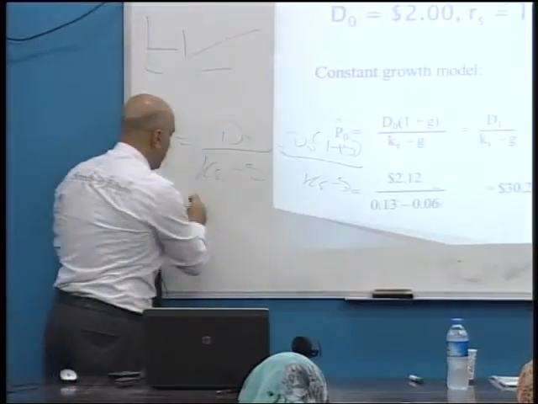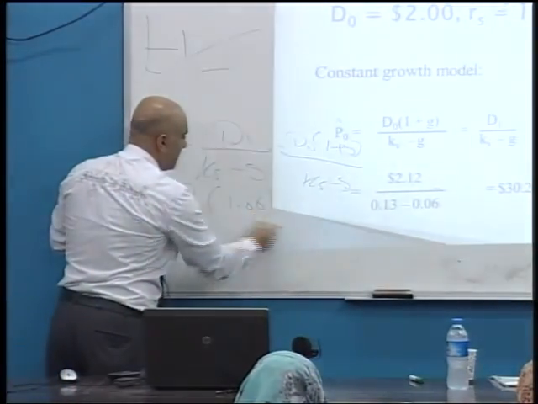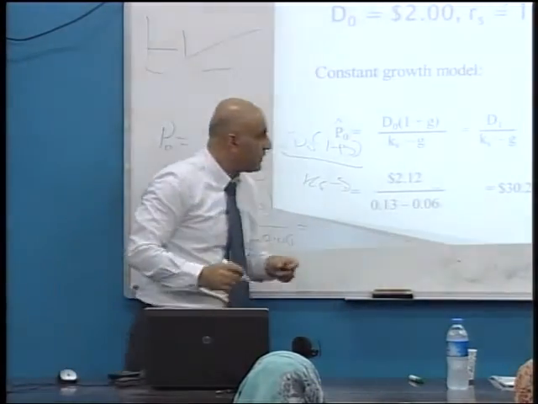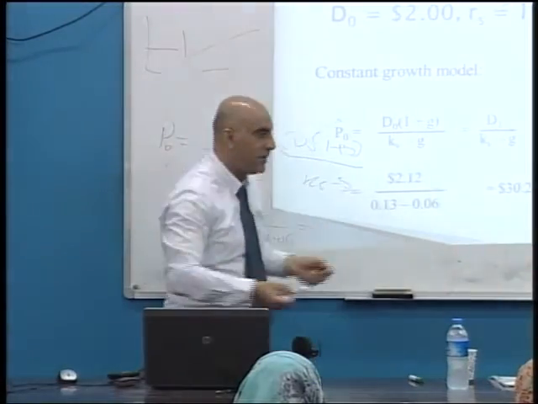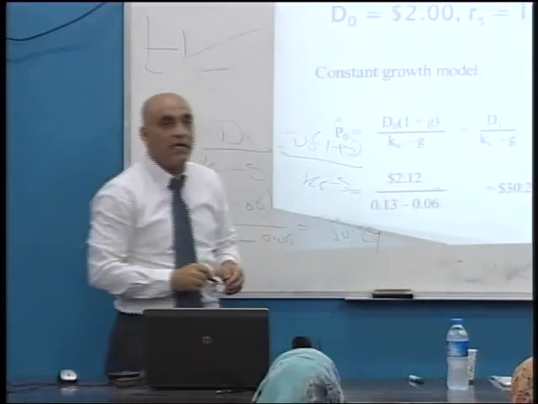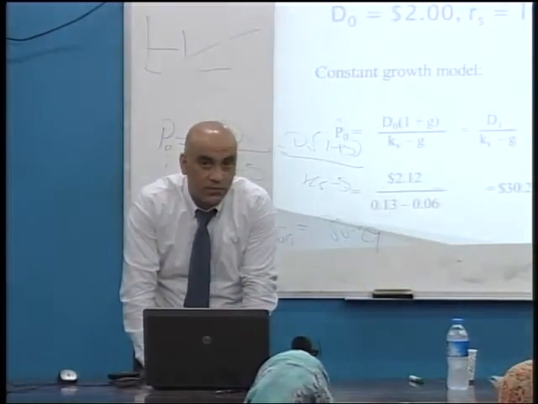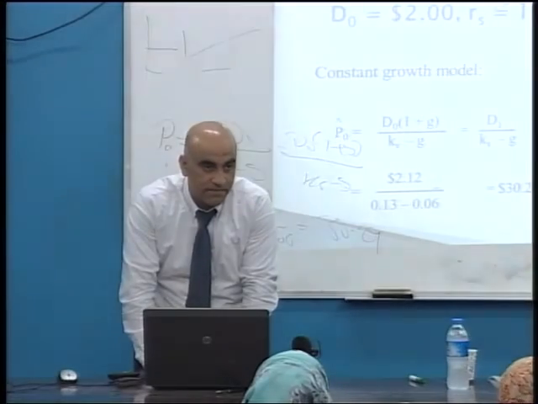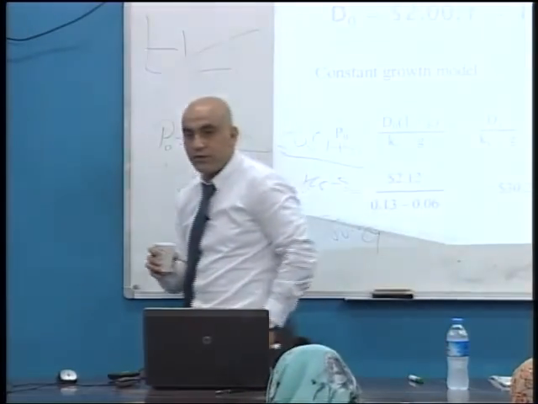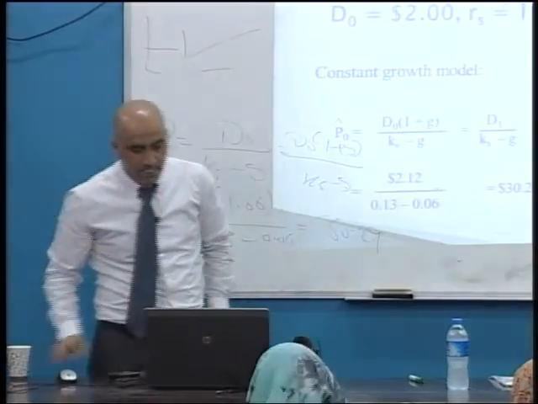Okay, this one is equal to 2 times 1.06 divided by 0.13 minus 0.06. I know you have good experience in calculation, so it will be 30.29. So the intrinsic value of this stock is $30.29. Okay? Any questions? No. Are you sure no questions?